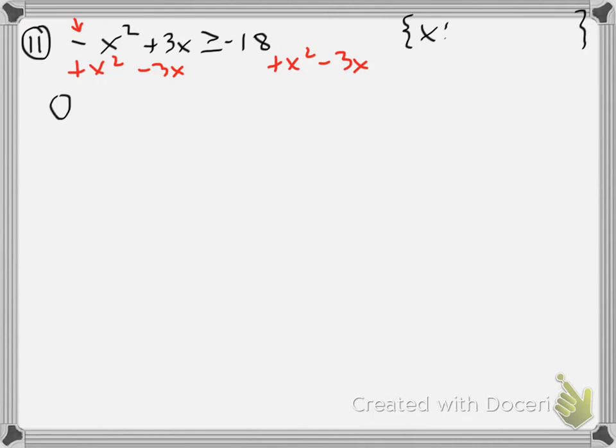Now there's other things you could do, like multiply by -1 and flip the inequality, all that stuff. But I'm just going to do it this way. Okay, this is not the only way. This is the way LaBelle chose to do it.